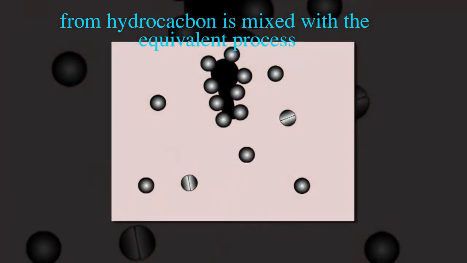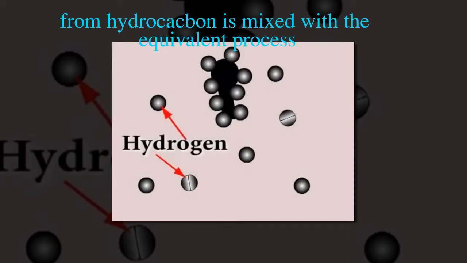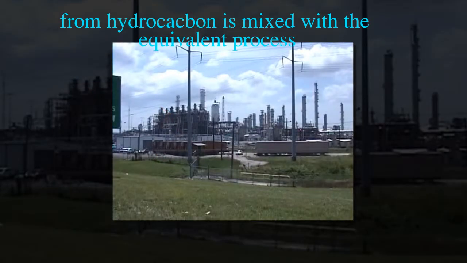During most of these reactions, a lot of hydrogen is released. Its presence not only inhibits the formation of carbon on the catalyst, it is also valuable for use elsewhere in the refinery.